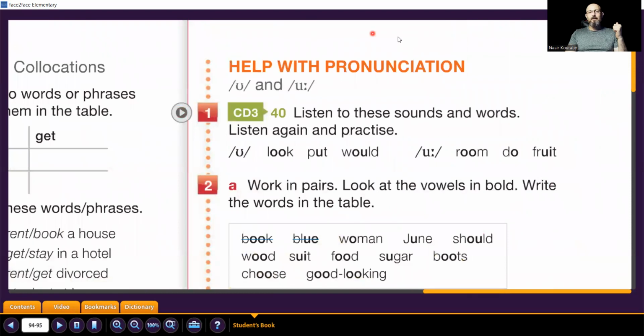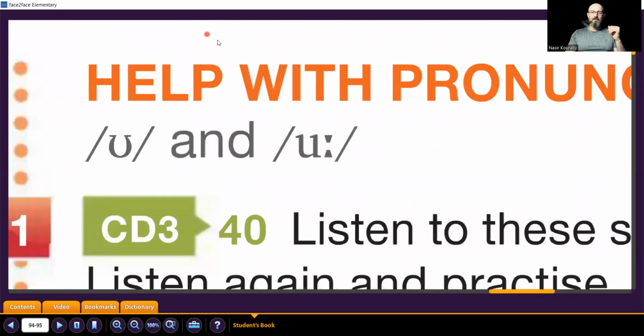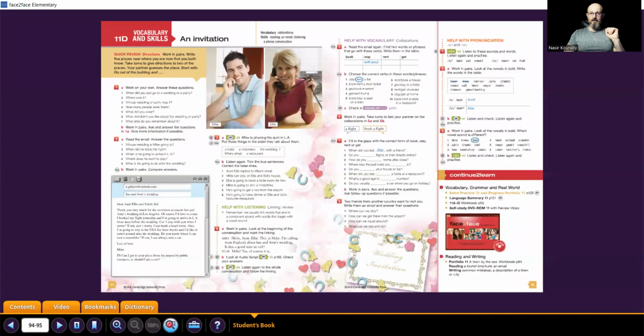So here, the last part in this unit, help with pronunciation. Here we have the sound /ʊ/ and /uː/. And I talked before, I said every time you see this sound here with 2 dots, that means it's a long sound. /uː/. And this is /ʊ/, short. So let's see again.